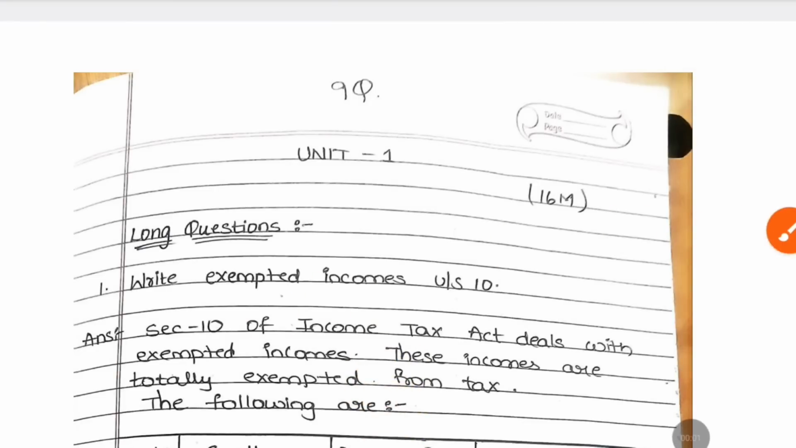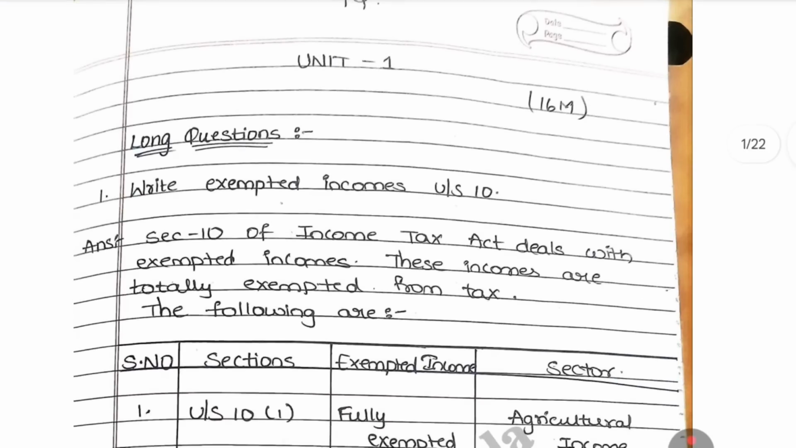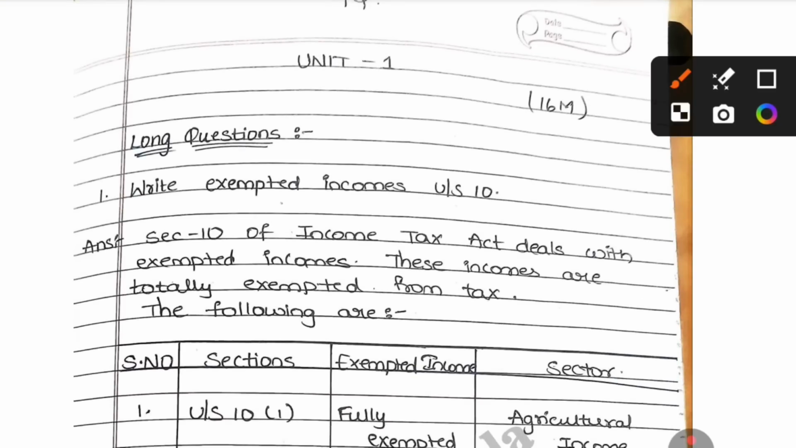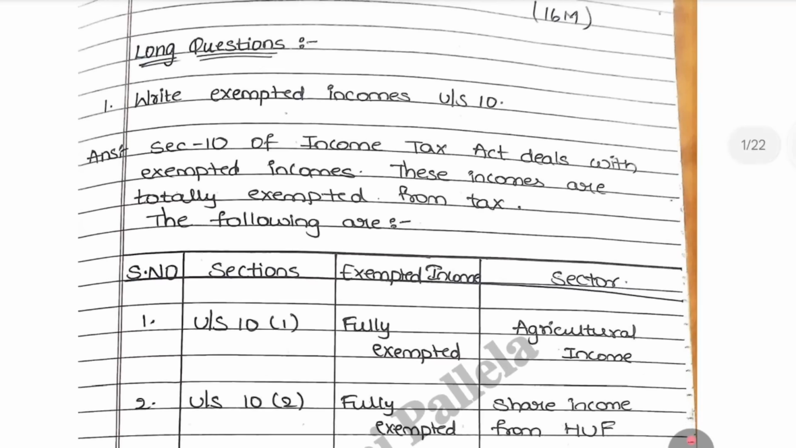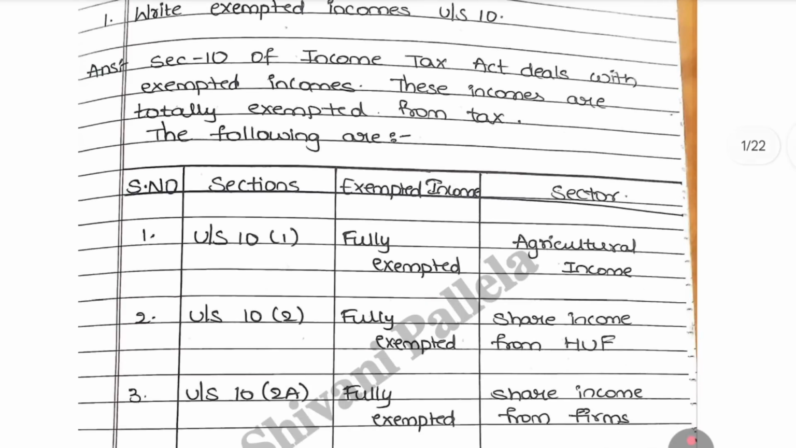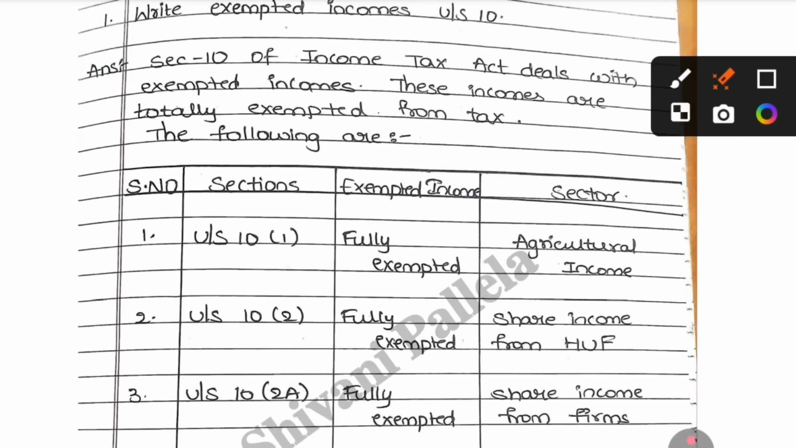From the ninth question, that is unit number 1, a purely theoretical unit, yes or no? So in unit number 1, the first important question I have said is on the Income Tax Act, under section 10. In the Income Tax Act under section 10, there are some incomes which are fully exempted, meaning for that sector there is no need to pay tax to the government. So what are the sections? Under section 10(1), agriculture income is fully exempted.